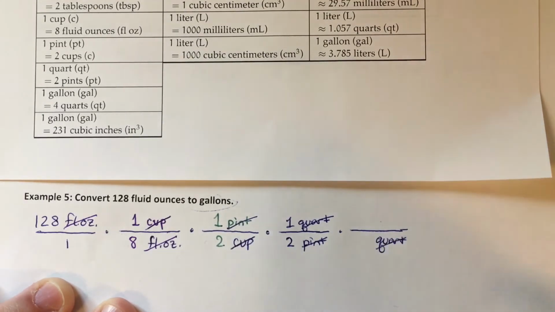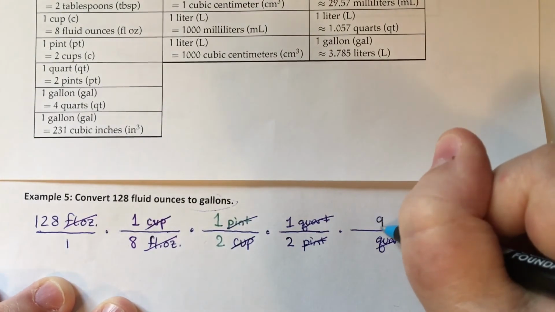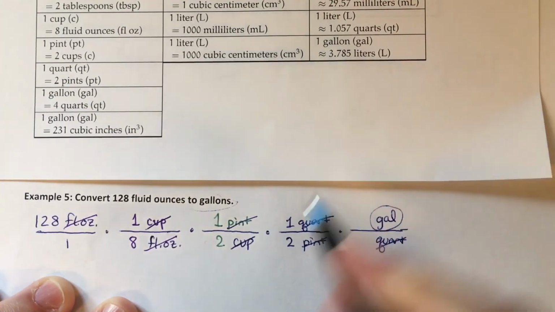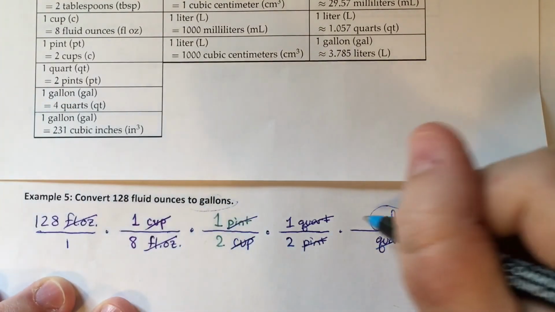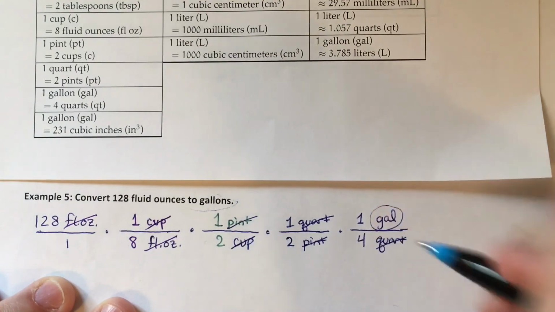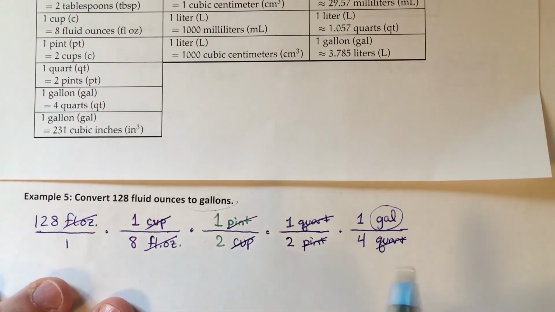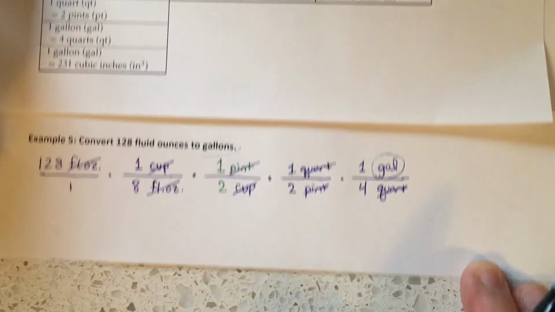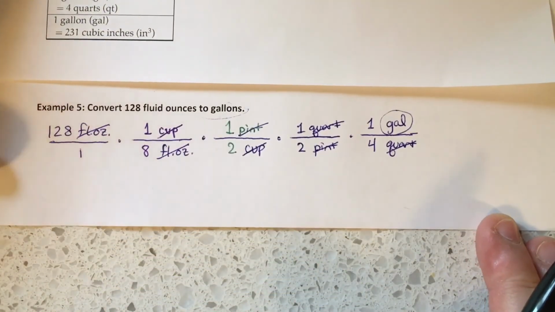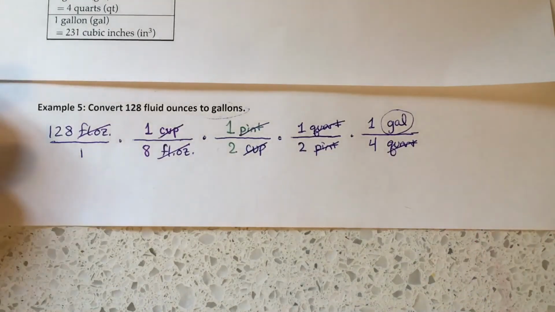So now's a good time to point out how we know we're done. The way we know we're done is when we end up with the unit that they asked us for. They wanted us to convert to gallons. And the table says that 1 gallon is 4 quarts. So we know we're done with our structure, with this fraction multiplication, but now we actually have to type in the calculator.